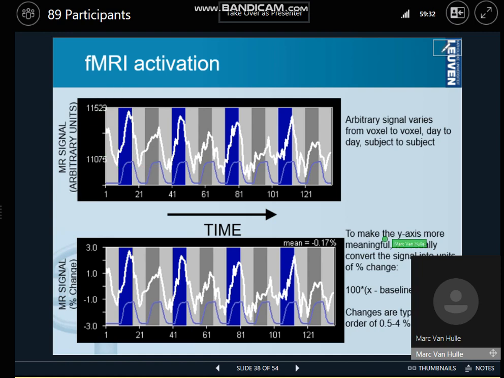Of course, the scale is arbitrary. If you express it in percentage of change with respect to baseline, then you're looking at a signal amplitude of about 0.5 to a few percent. So the signal changes are also pretty small, a bit like in the case of EEG, very small changes. So you need to be aware of that. Probably you need to repeat your paradigm a few times to figure out what the response is.